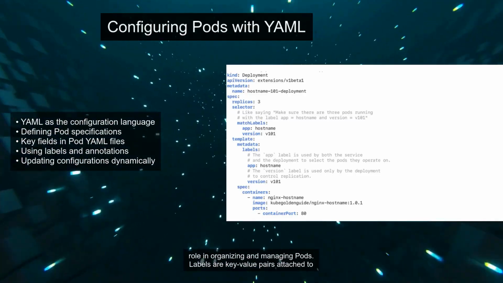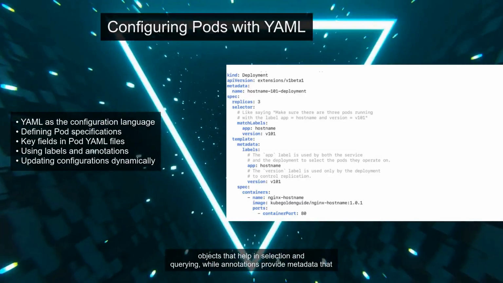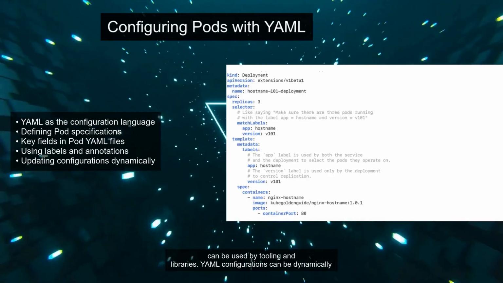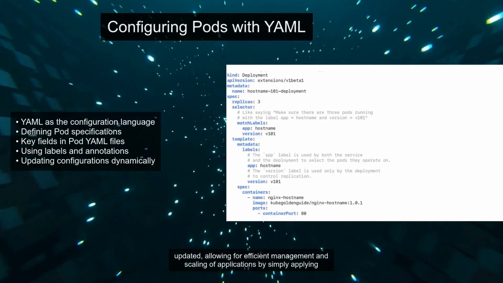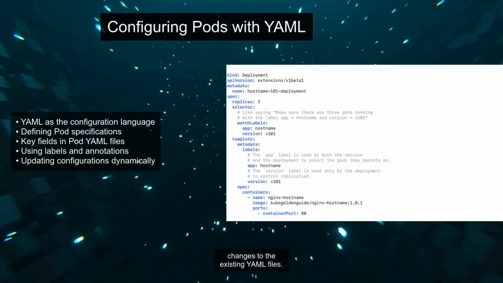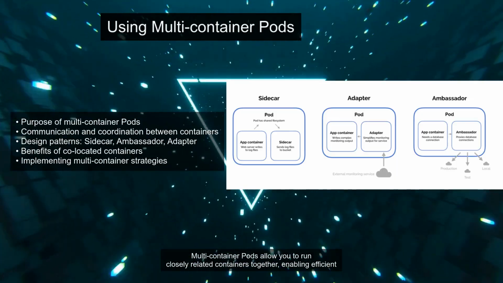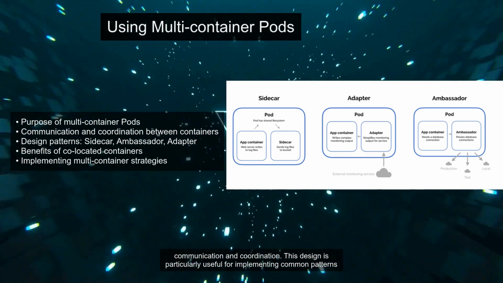Labels and annotations play a critical role in organizing and managing pods. Labels are key value pairs attached to objects that help in selection and querying, while annotations provide metadata that can be used by tooling and libraries. YAML configurations can be dynamically updated, allowing for efficient management and scaling of applications by simply applying changes to the existing YAML files.